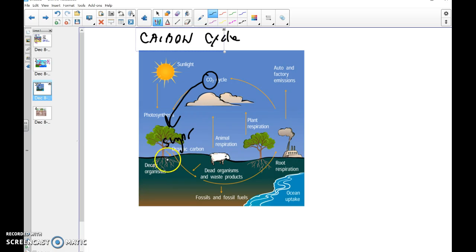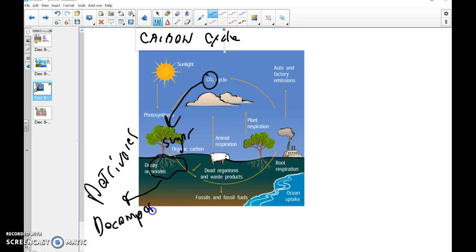And then you have organisms that eat the dead plants and stuff, and some of them are called detritivores. Actually, we're going to go with the word decomposers, because they come in a lot of forms, detritivores just being one of them. So they're decomposers who break down living organisms that are dead, and they're recapturing that carbon.